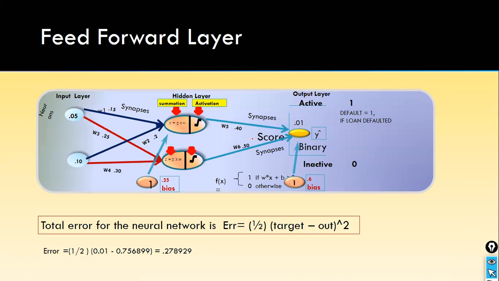So now if you see here, the actual value is 0.01, and for the mean squared error, the error is equal to 1 by 2 into actual minus predicted value squared. The actual is 0.01, and the predicted is this one. This is the error we are getting.